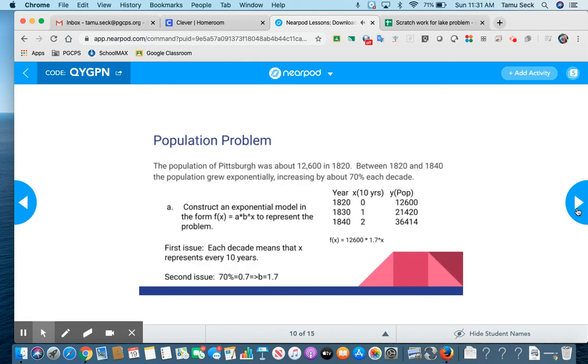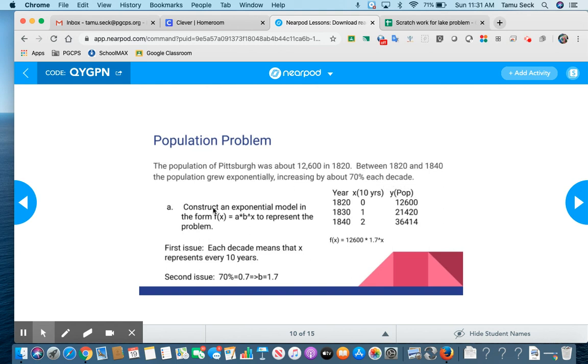Okay, that was a very good video to explain how we get the formula for exponential growth and exponential decay. So we're going to do a real world problem together. The population of Pittsburgh was about 12,600 in 1820. Between 1820 and 1840, the population grew exponentially, increasing by about 70% each decade.